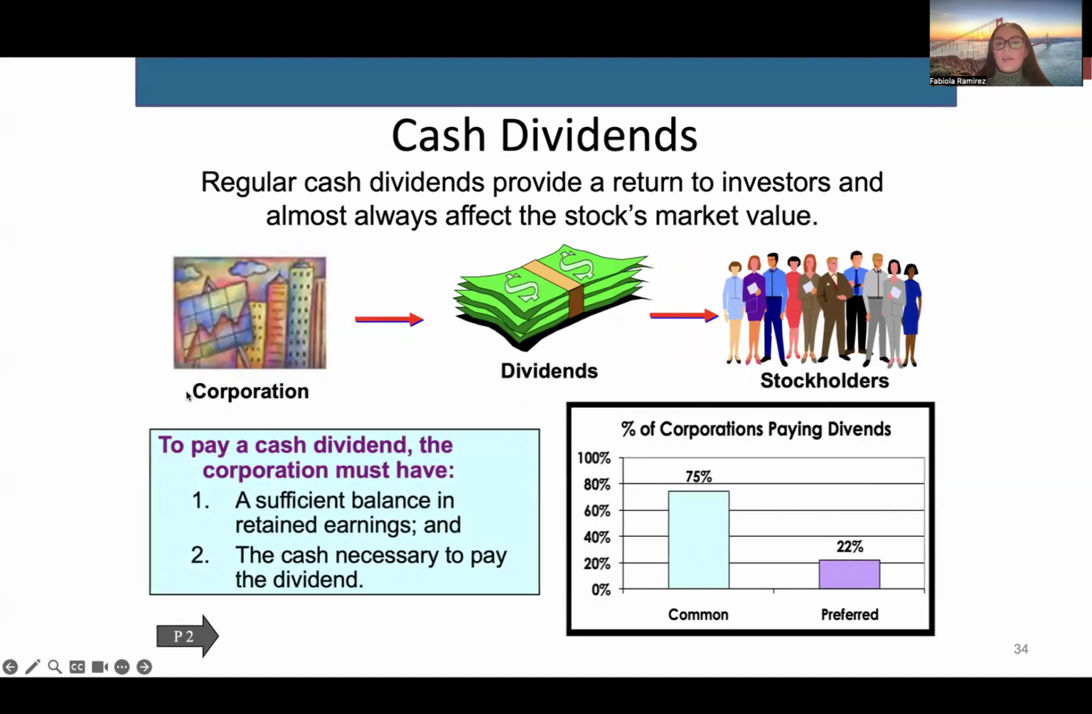Regular cash dividends provide a return to investors and almost always affect the stock's market value. To pay a cash dividend, the corporation must have a sufficient balance in its retained earnings and the cash necessary to pay the dividend.